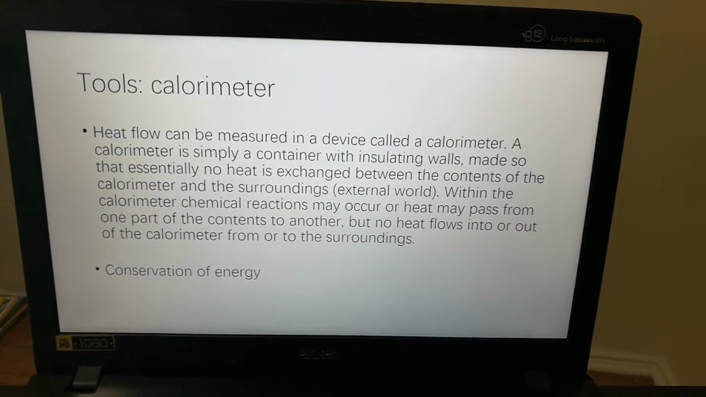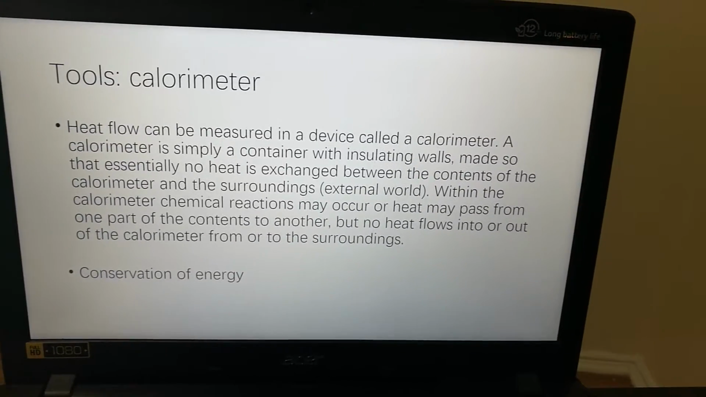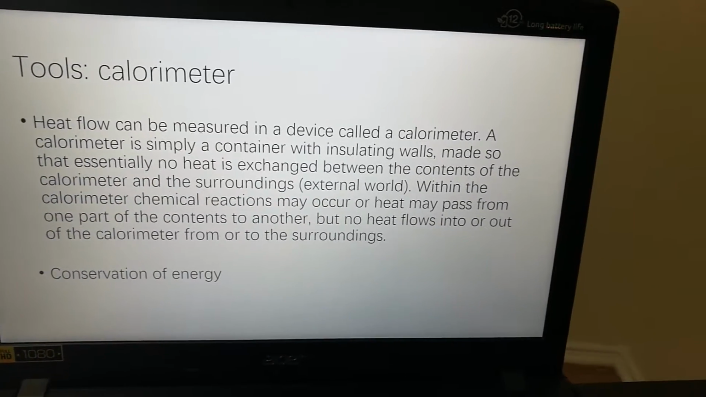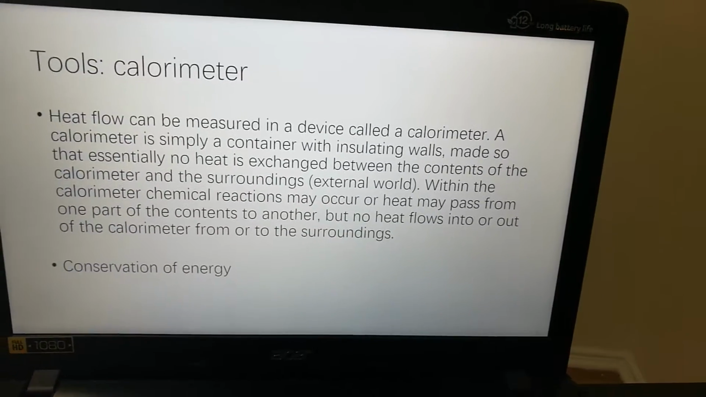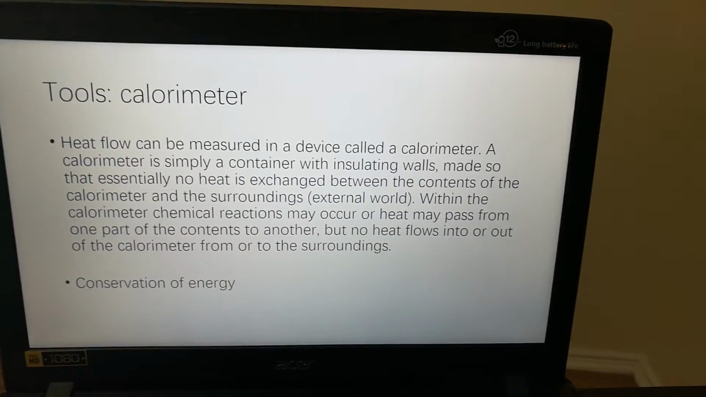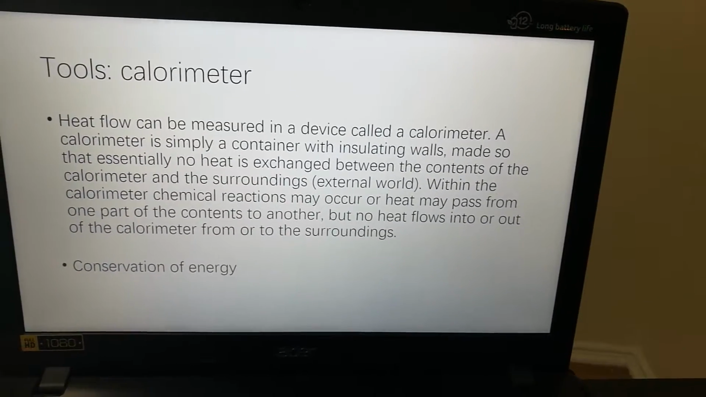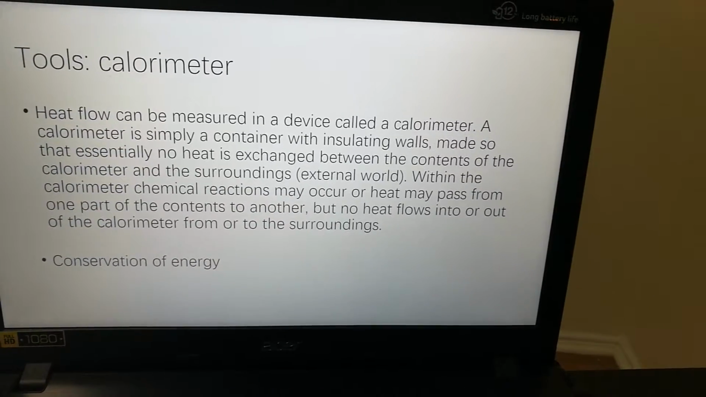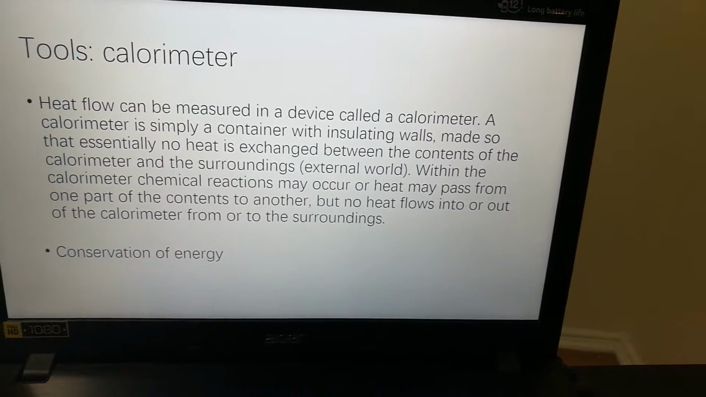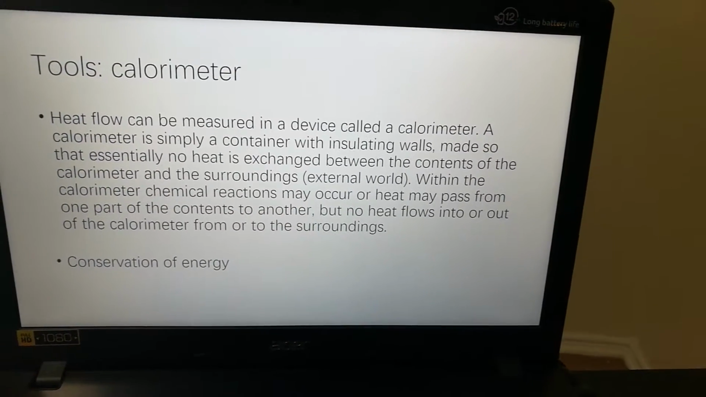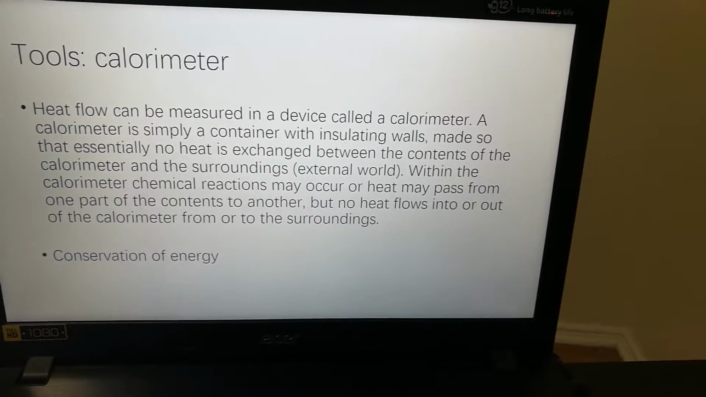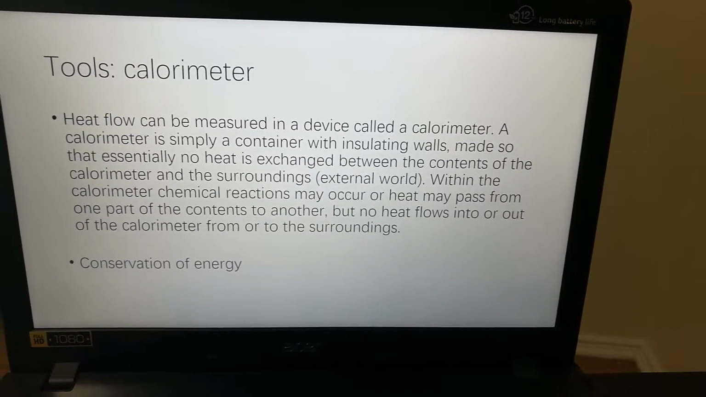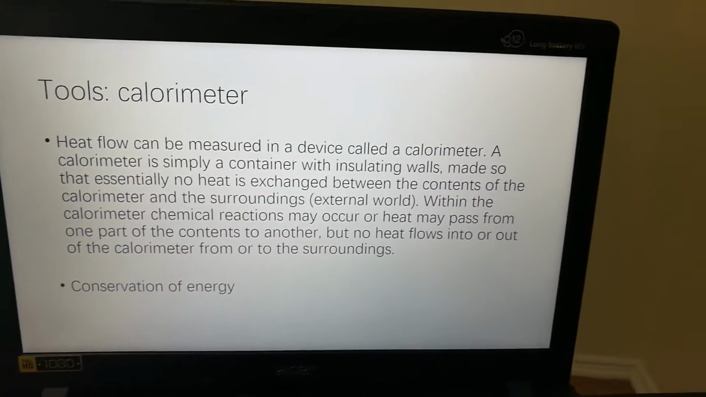The tool we use is the calorimeter. Heat flow can be measured in a device called a calorimeter. A calorimeter is simply a container with insulating walls made so that essentially no heat is exchanged between the contents of the calorimeter and the surrounding external world. Within the calorimeter, chemical reactions may occur or heat may pass from one part of the contents to another, but no heat flows into or out of the calorimeter from or to the surroundings. When we use the calorimeter, it makes sure that the conservation of energy holds in our experiment.